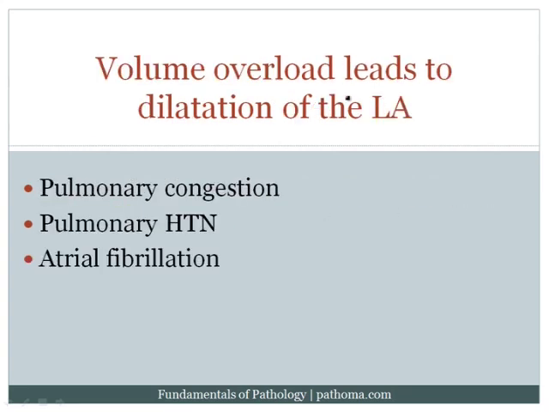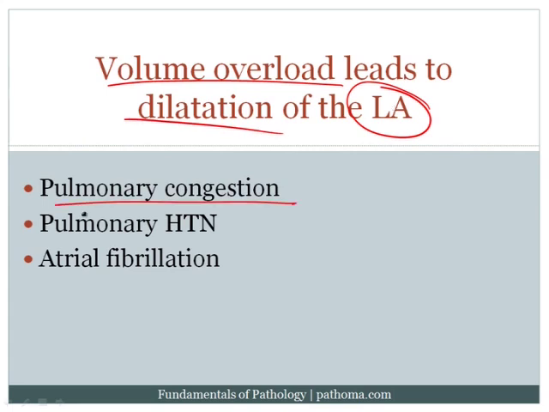One of the key complications of mitral stenosis is that you'll get volume overload of the left atrium. Again, all of the blood in the left atrium will not be able to be pushed into the left ventricle because of the stenosis. And so eventually you'll get volume overload with dilatation of the left atrium. Now the complications of this will be the following. Number one, we'll get pulmonary congestion. And that's because as you overload the left atrium, you're also going to back up blood into the pulmonary circuit, and so that'll result in pulmonary congestion.